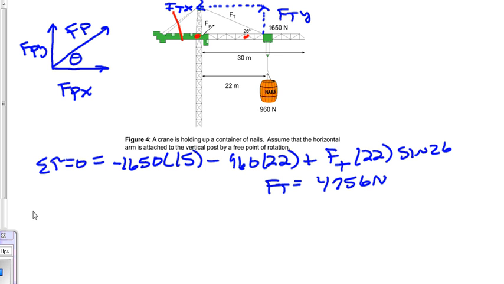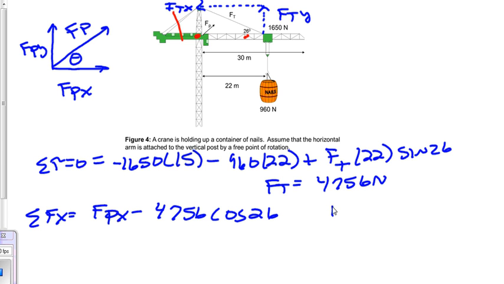So we're going to say the sum of all forces in the x direction equals force pole x minus force tension x, but that would be equal to 4,756 times the cosine of 26. Therefore, force pole x is equal to 4,275 newtons.